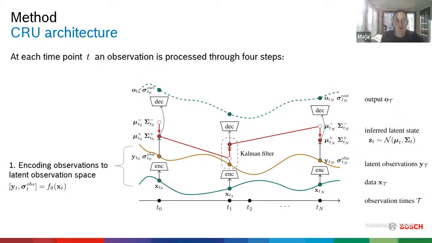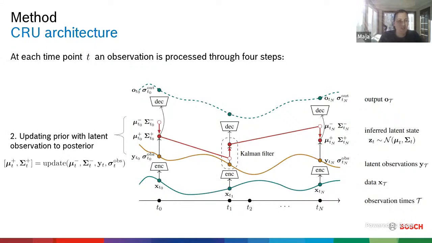Yeah, and so now we can basically look at how the CRU processes an input sequence. This is now a simple summary: at any time point, xt gets encoded to get the latent observation and observation noise.